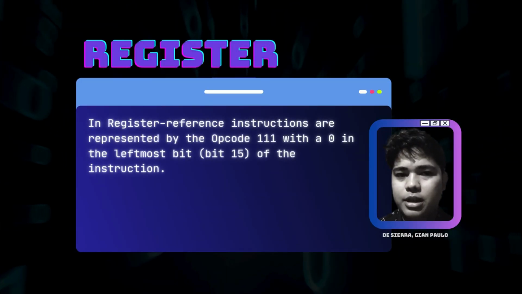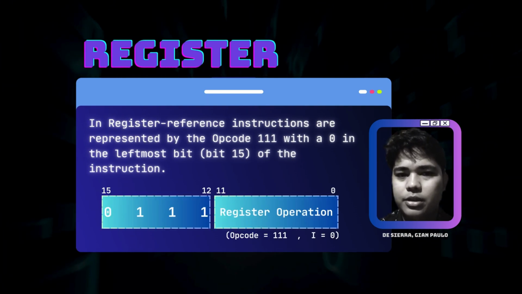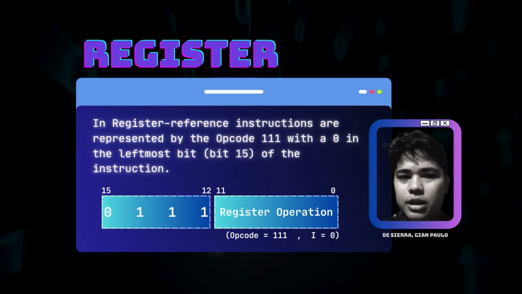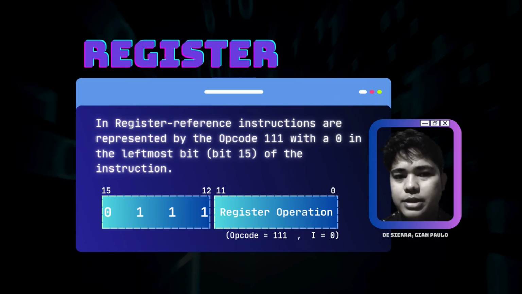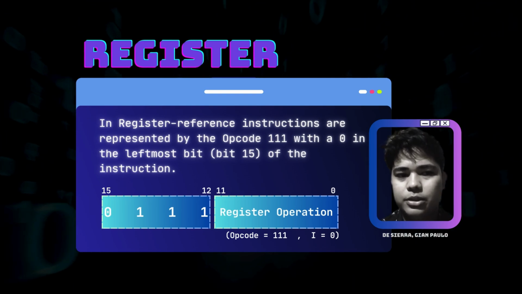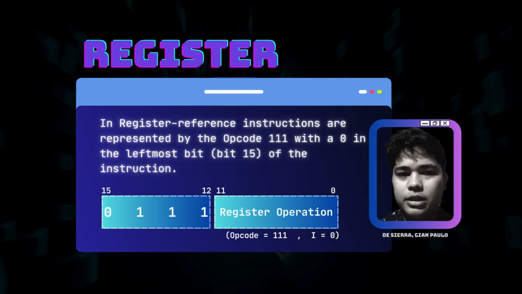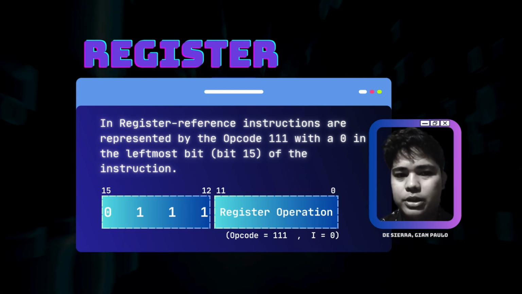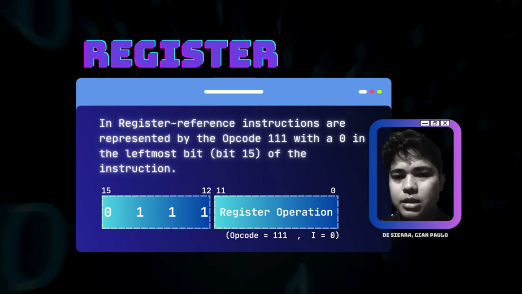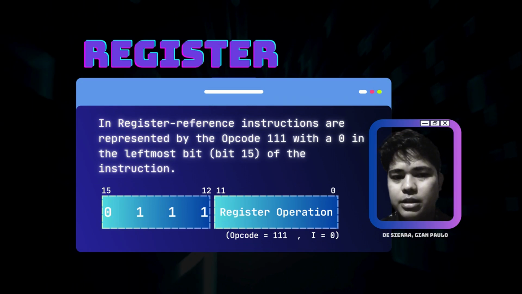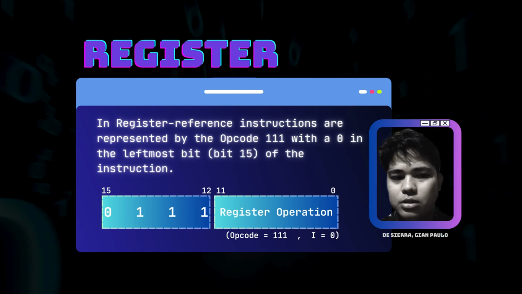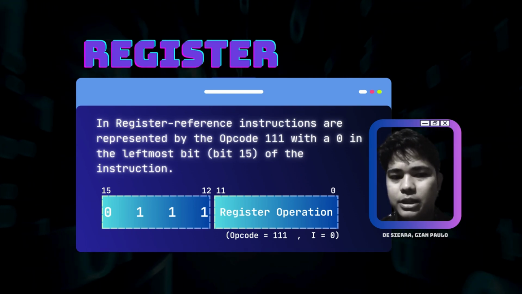Register reference instruction. The register instructions are represented by the opcode 111 with 0 in the leftmost bit 15 of the instruction. The operation code, or opcode, of an instruction refers to a group of bits that define arithmetic and logic operations such as add, subtract, multiply, shift, and complement. A register reference instruction specifies an operation on or a test of the AC accumulator register.